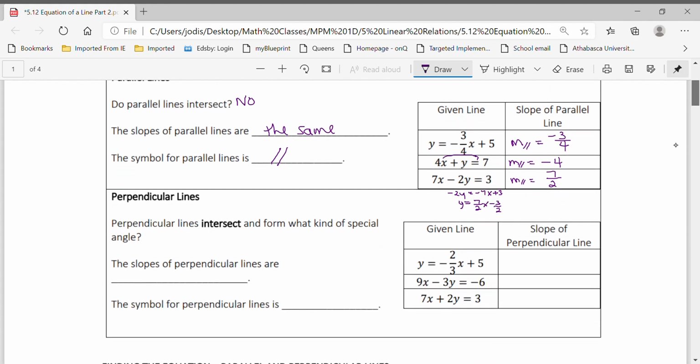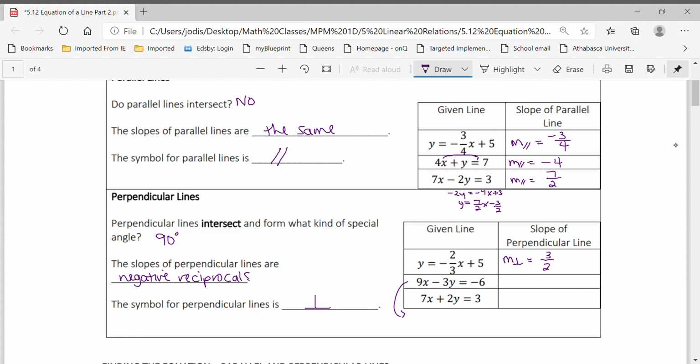Okay, perpendicular lines. Perpendicular lines intersect and form what kind of special angle? It's that 90-degree angle. The slopes of perpendicular lines are negative reciprocals. And the symbol for perpendicular lines is that. So now we want a slope of a perpendicular line here. So slope perpendicular, again, flip your fraction and then change its sign. So it was negative, now it's positive.